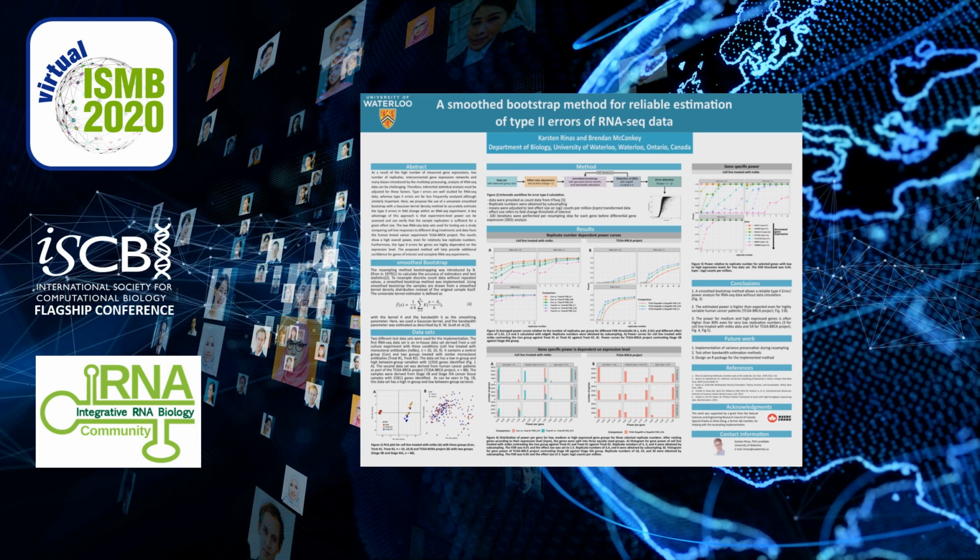The final step is the error detection by calculating the type 2 error or power of each gene by estimating the ratio of how often the p-value was below the alpha threshold for the 100 iterations. An example power distribution of all genes is shown at the bottom right of the figure.